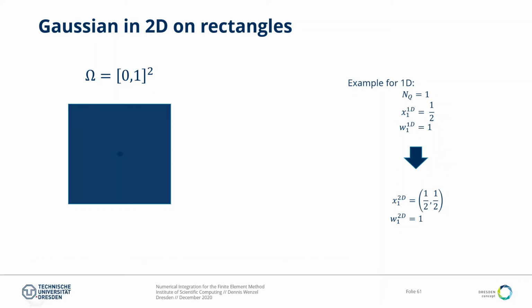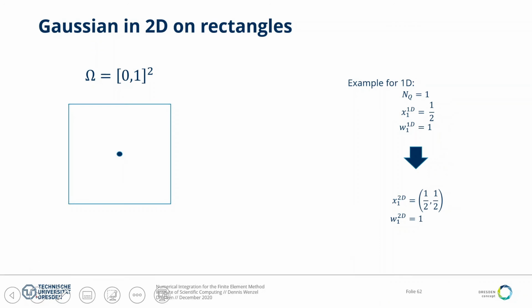And what does it mean? Well, the most simple optimal quadrature rule in 2D on rectangles is given by taking the midpoint of my square instead of the midpoint of my interval, and the weight is again the number 1. Okay, so that's a direct transfer. If we want to integrate in 2D on rectangles, then it's no problem. Then we can simply take those 1D Gaussian quadrature rules that we have derived and take them into 2D.